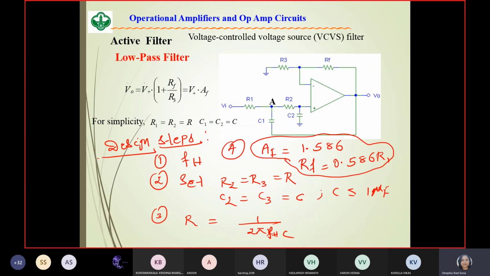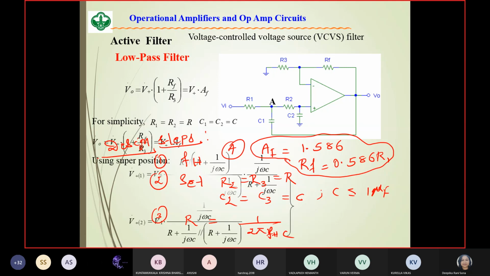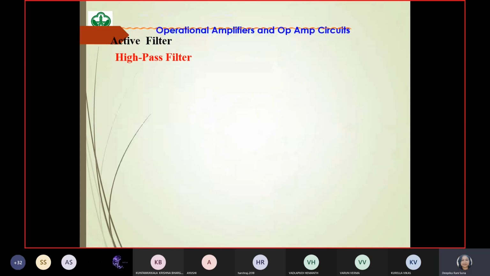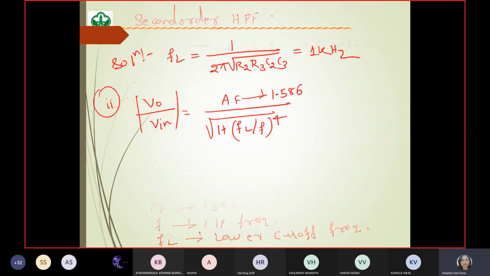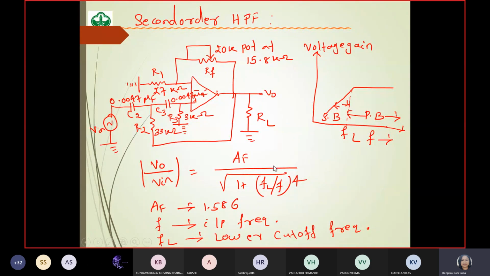So these are the design steps of the second order low pass filter, and similar questions we can keep. Some examples are there in your notes also, guys. The book material I have uploaded now, you have to observe that. Then the high pass filter first order is also over. Then this is the second order high pass filter, guys, just have a look.